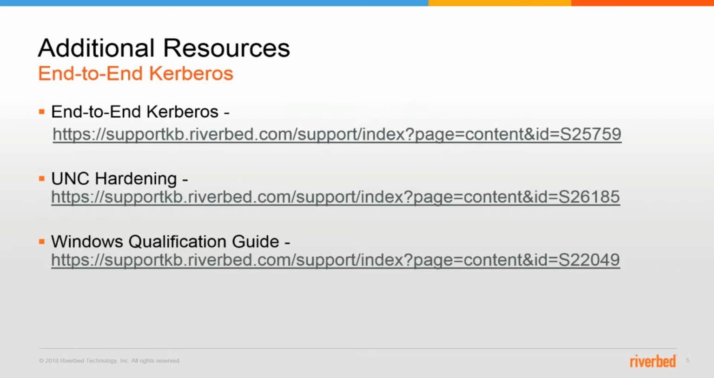Here are some additional resources you can review if you want more in-depth information on end-to-end Kerberos. Article S25759 is a great place to start. Article S26185 discusses UNC hardening in more detail. And finally, Article S22049, the Windows Qualification Guide, is where you'd go to determine what version of RiOS you need to be running in order to optimize the version of Windows you have in your environment.